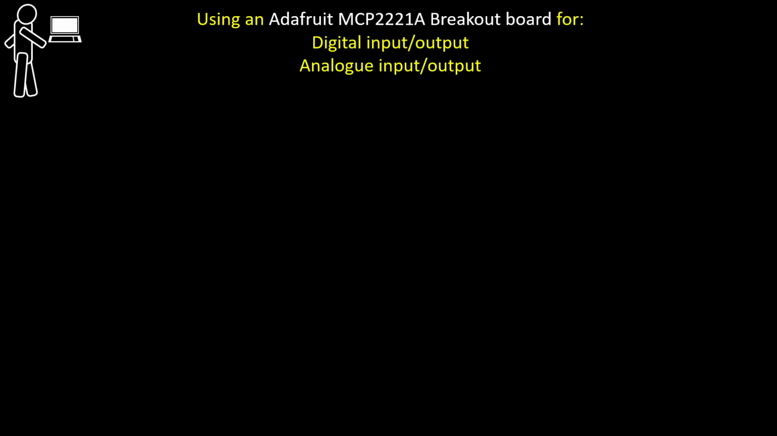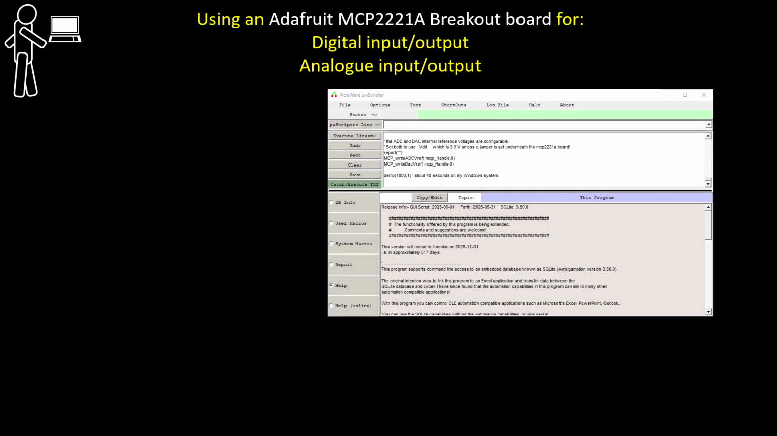Right, I've already downloaded the pwScripter executable, and I've placed the script into it in this area here. We're going to simply run it by clicking on the executable or execute lines button here. But before we do that, we need to have a look at the hardware.